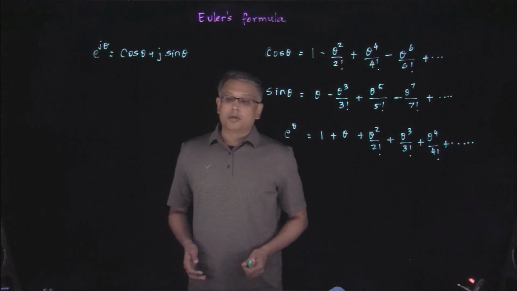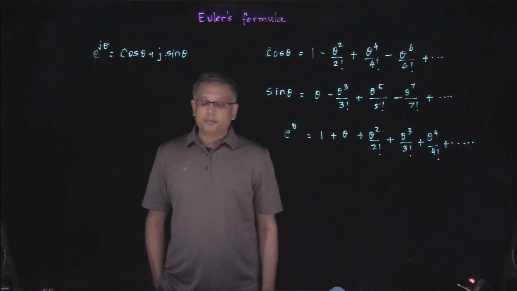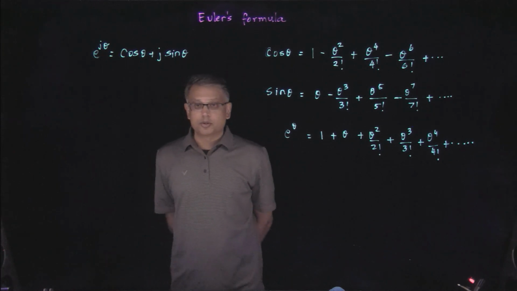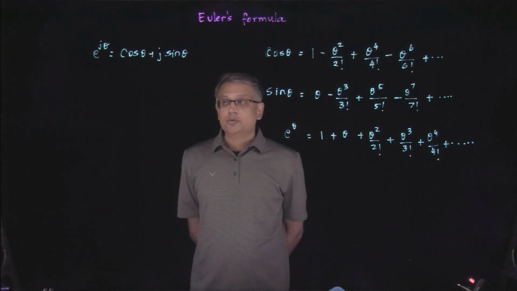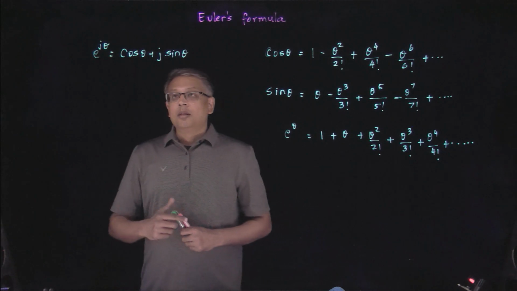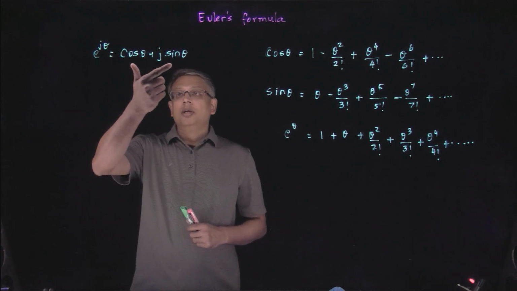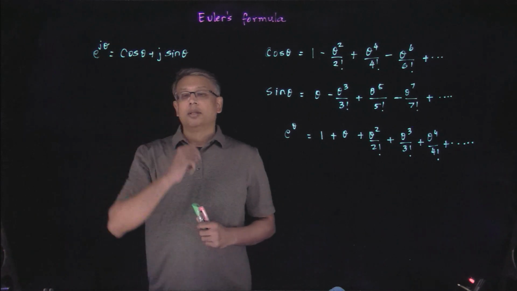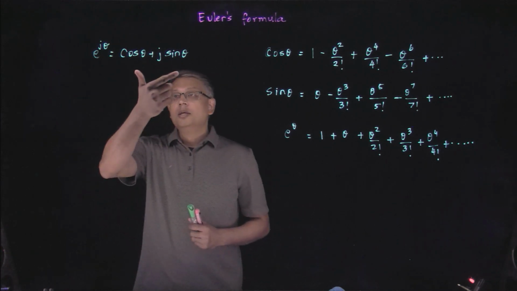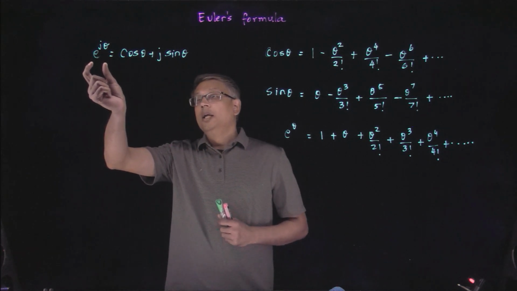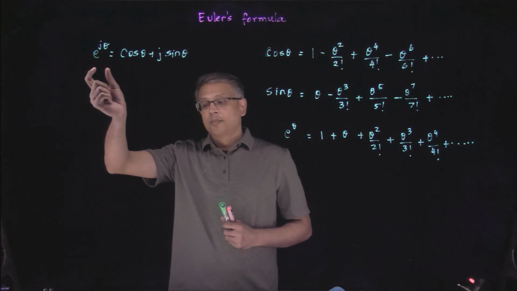In this video, I'm going to talk about what is called Euler's formula. This is perhaps one of the most used formulas in this course, and it's one of the most useful formulas when dealing with complex numbers. The formula essentially says that if you take a complex number of the form cosine theta plus j times sine theta, this can be thought of as e to the j times theta.